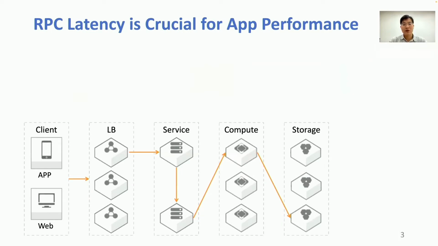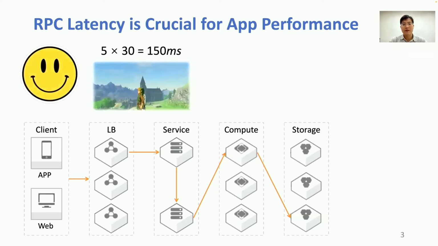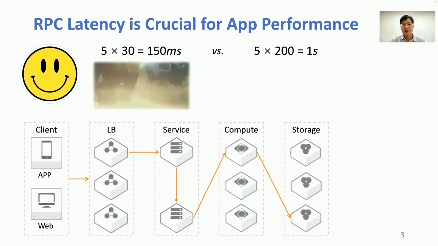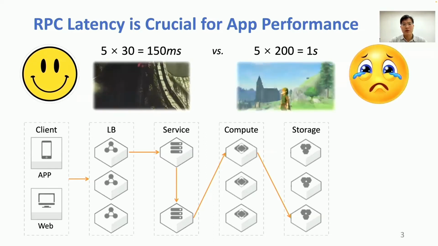Due to the wide use of RPC, the latency of RPC is increasingly crucial for application performance. Consider an app with 5 sequential RPCs. If RPC latency is 30 milliseconds, the total request latency is 150 milliseconds, which can deliver a satisfactory user experience. However, if RPC latency is 200 milliseconds, the total latency reaches 1 second, which brings poor user experience.